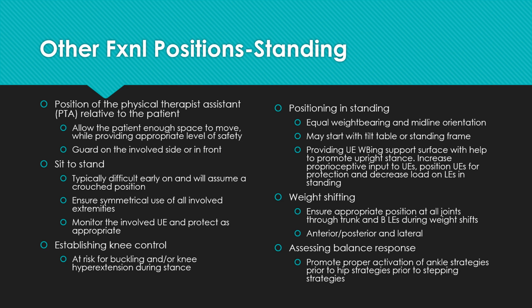We may start the patient with a tilt table or a standing frame depending on the level of support that they need and their midline orientation and their tolerance to upright based on their blood pressure. Providing upper extremity weight-bearing support surfaces can help to promote an upright stance. It increases the proprioceptive input to the upper extremities, it positions the upper extremities for protection, and it decreases the load on the lower extremities in standing. And so there is a highly indicated reason to utilize upper extremity support in initiating standing activities with these patients.